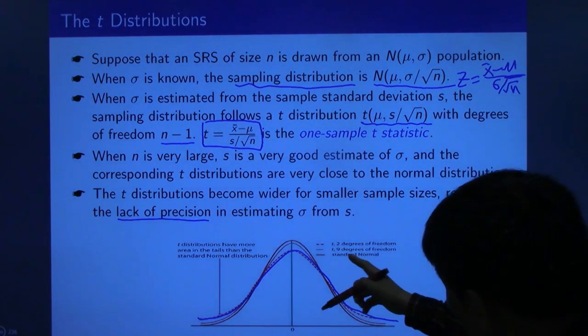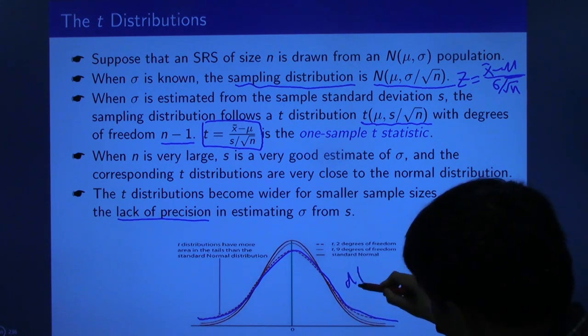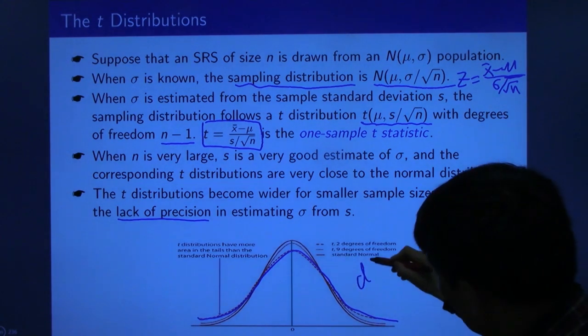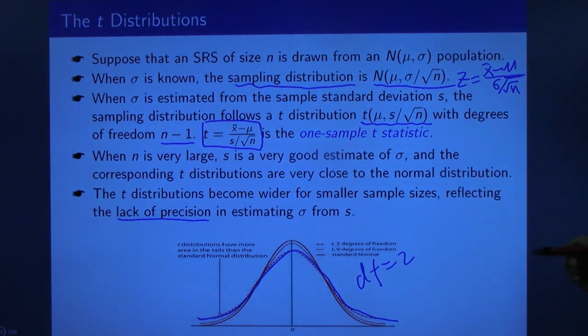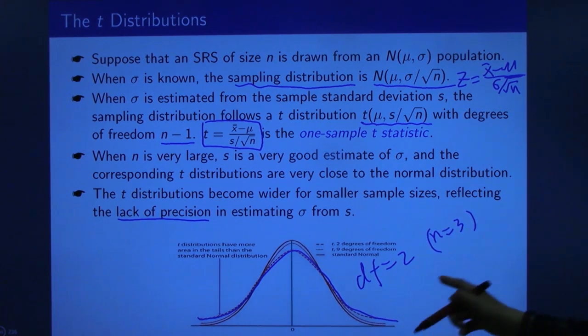So in this example, the t degree of freedom equals only 2. The degree of freedom df equals 2. That means n equals 3, because df equals n minus 1. So this sample has only 3 individuals.